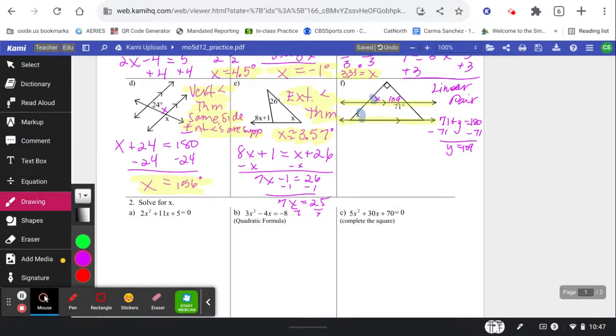So now I've got a fully completed right triangle, and I know that right triangles, or all triangles, add up to 180. So couldn't I say x plus 109 plus 90 equals 180? Because that little square at the bottom there, that means 90. So I'm going to get x plus 199.